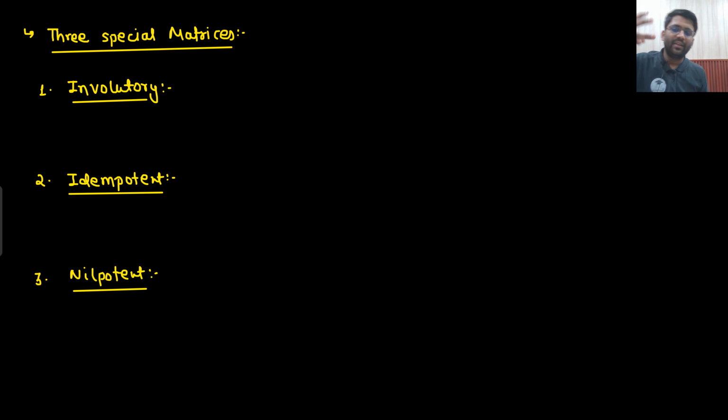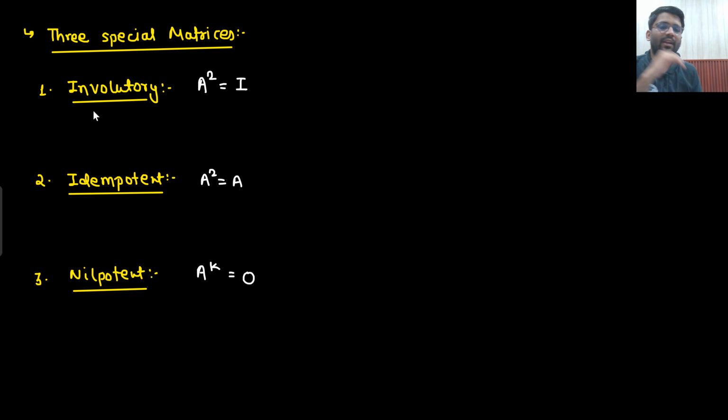Okay. Let's see three more types of matrices. Three more types of matrices are there. The first one is involutory, then idempotent, and then nilpotent. What is the meaning of involutory? Involutory means A square equals I. And what is the meaning of idempotent? A square equals A. And what is the meaning of nilpotent? A to the power k should be equal to 0. This is the meaning of nilpotent.